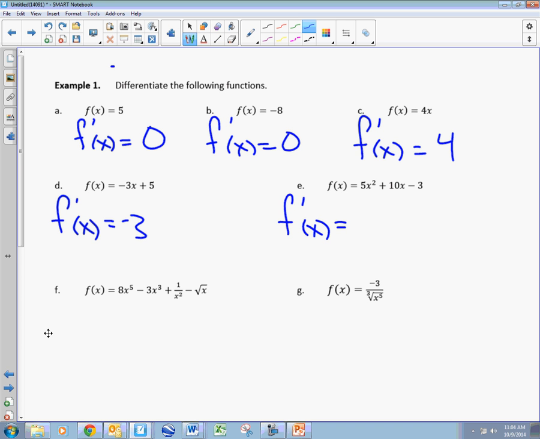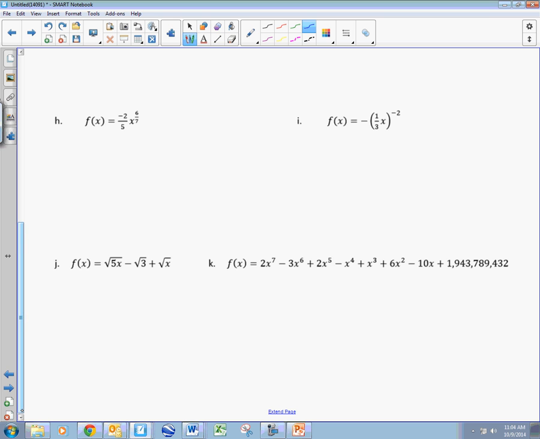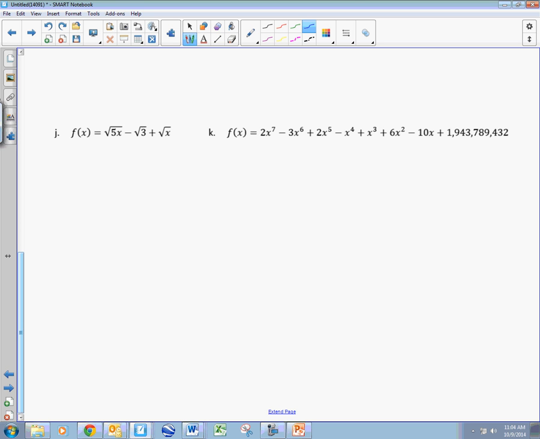Derivative of 5x squared plus 10x minus 3. 10x plus 10. Because you take the 2 and you drop it in front to multiply. Go to the bottom, letter K.